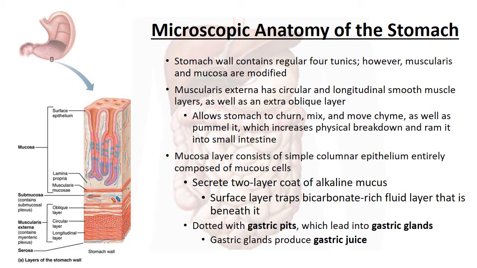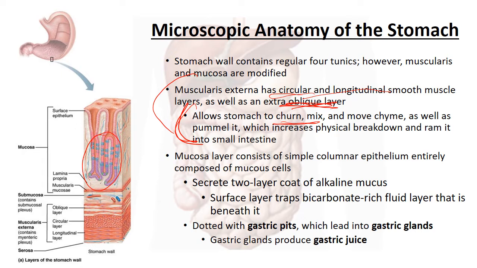Okay, so now let's move on to the microscopic anatomy. I just mentioned the muscularis externa has an extra oblique layer with the circular and longitudinal layer. That helps to pummel the food as well as to mix it. We need to mix the food with all of the substances that we're going to talk about in a minute that are going to be secreted by these glands.